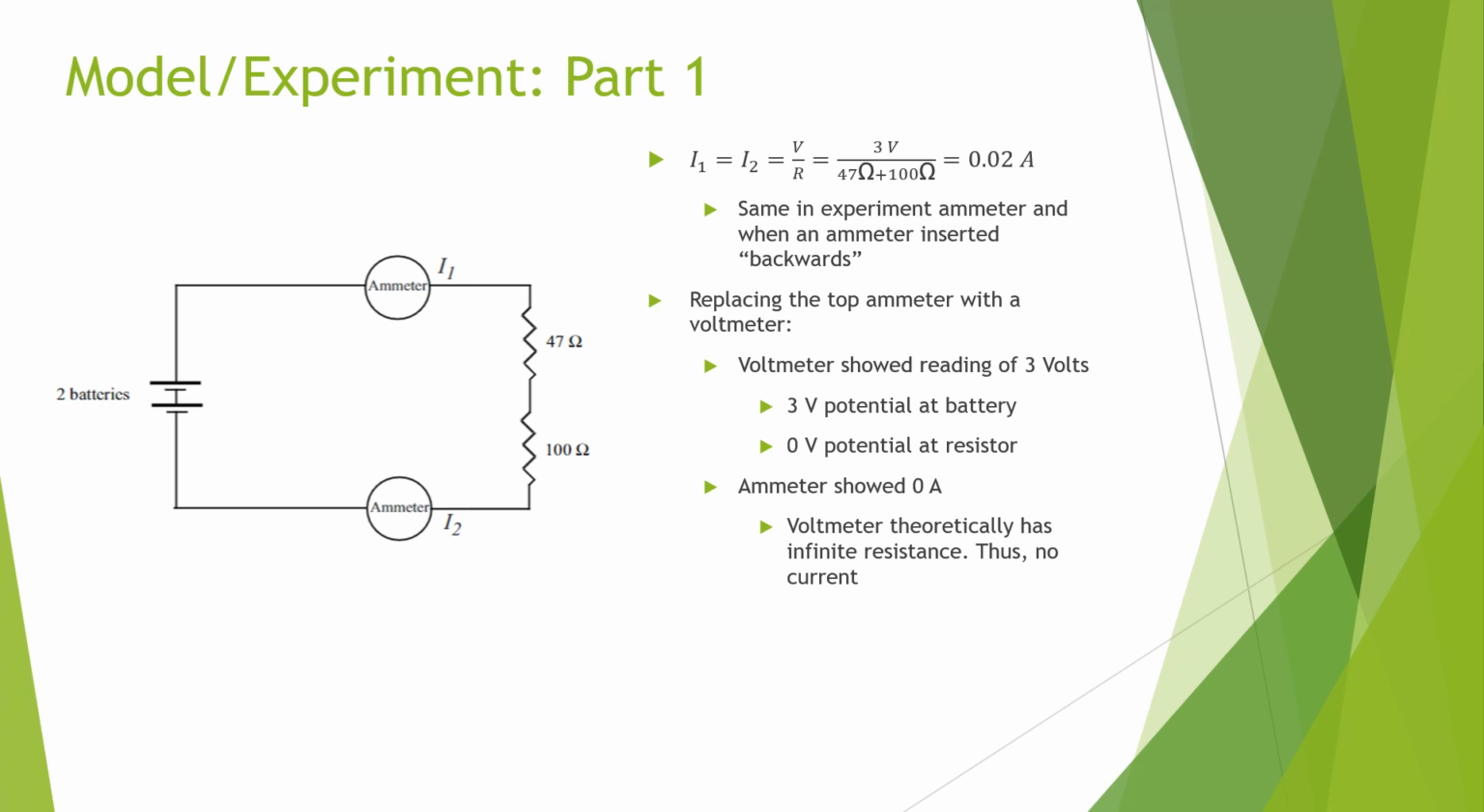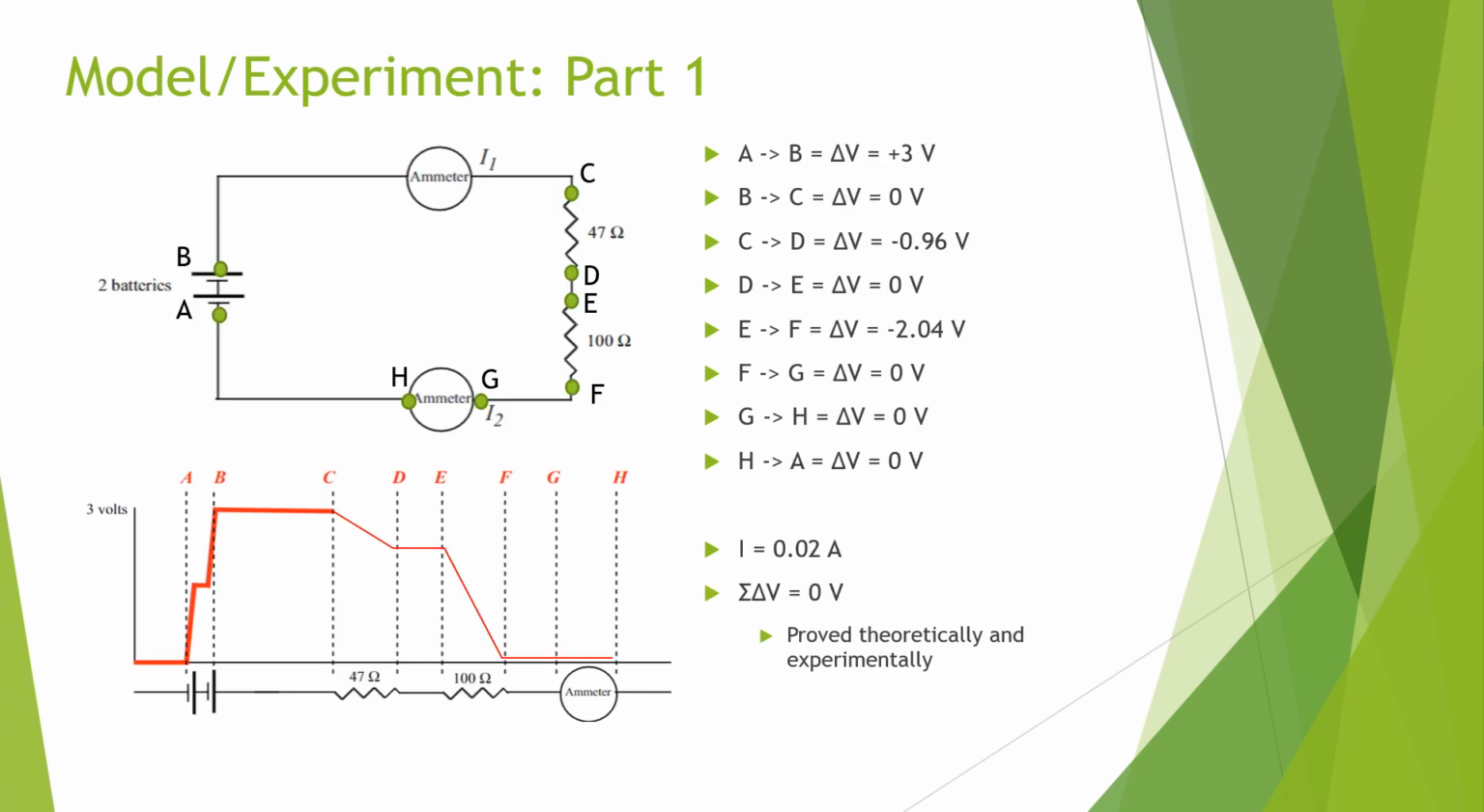The ammeter proves this point as it showed 0 amps flowing through the bottom half of the circuit near the resistors, because the voltmeter has provided an infinite amount of resistance and thus no current flows throughout the circuit. Now we were asked to prove the loop rule, that the summation of potential is equal to zero. When we put the voltmeter up to these different points, we were able to find the potential difference at these different component sections. And when we summed all of them together, we showed that the summation is equal to 0 volts.